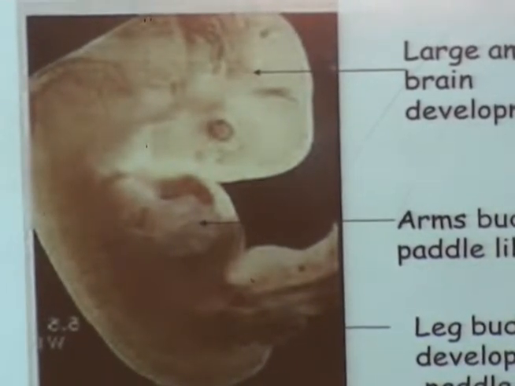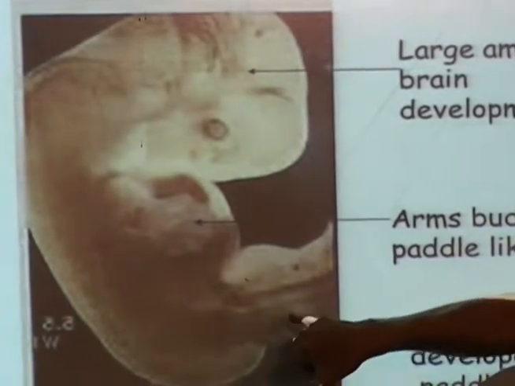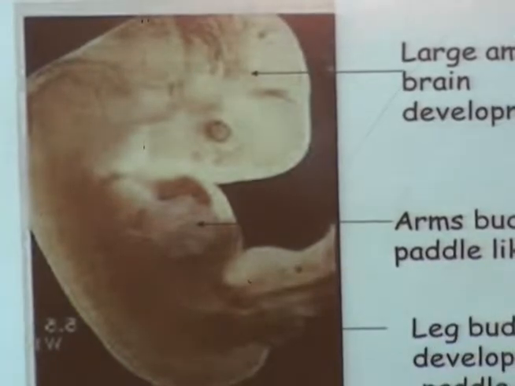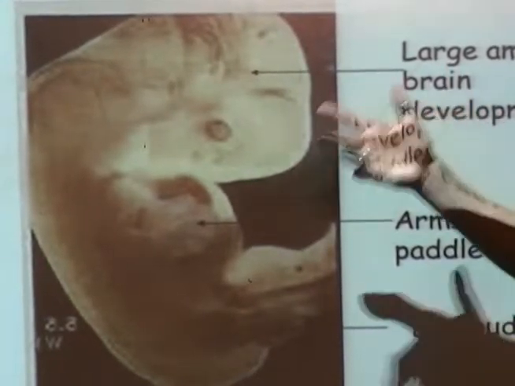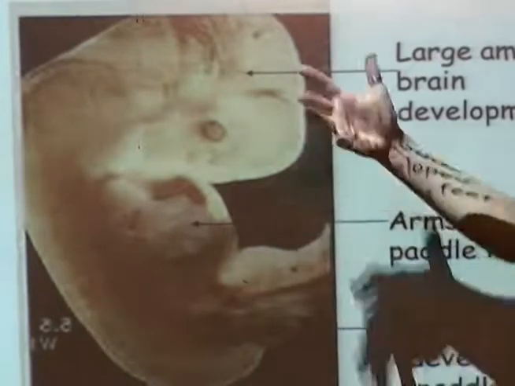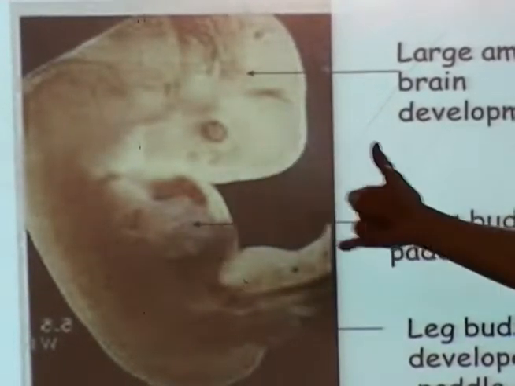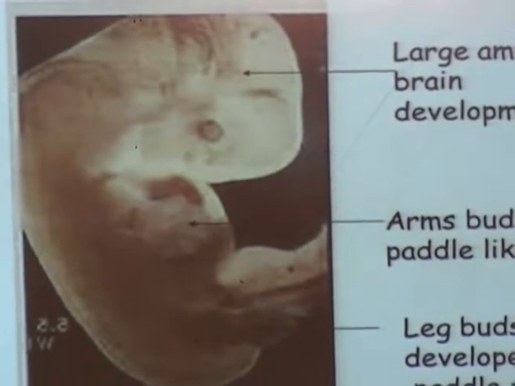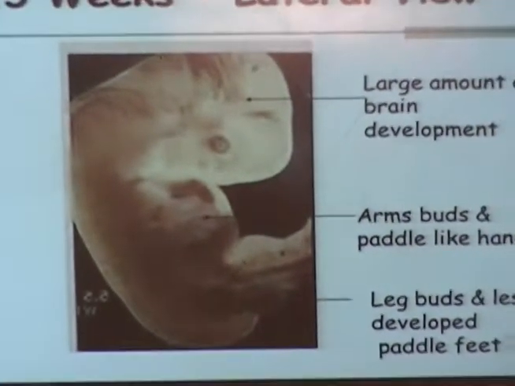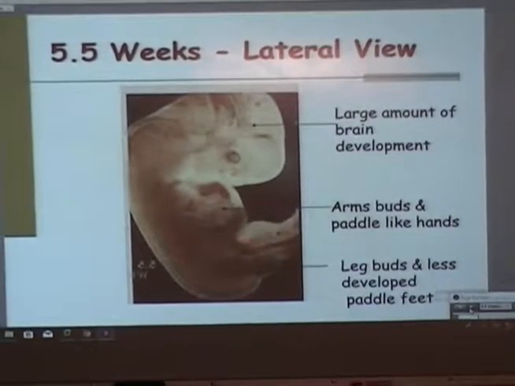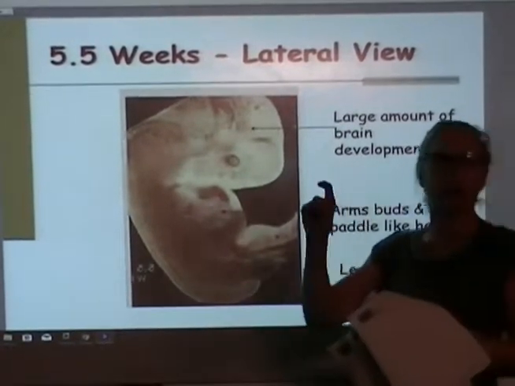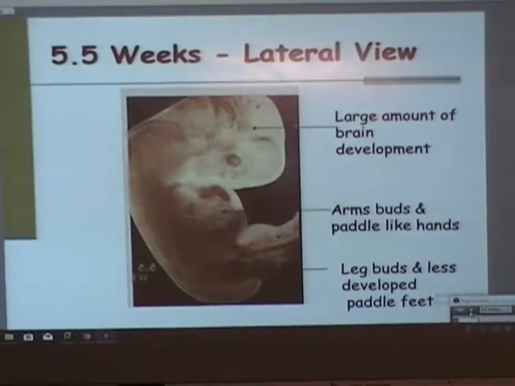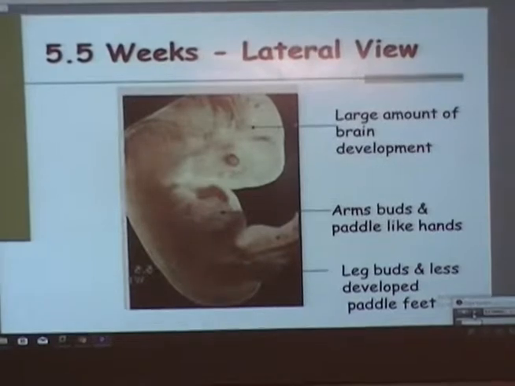Right? The foot paddle is less developed than the hand paddle. And the organs, midline, are more developed than the fingers and the toes, distal. Right? So keep the laws of direction in mind. Okay? So at 5.5 weeks, it's like a big raisin, a large raisin, right? So not much to go on yet.